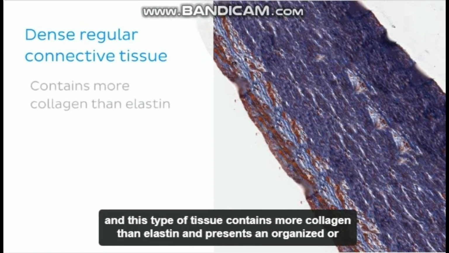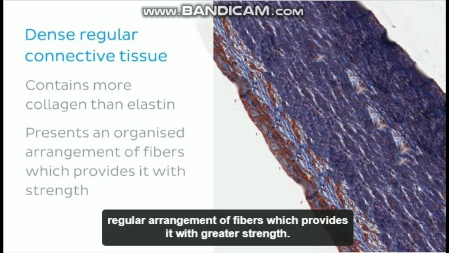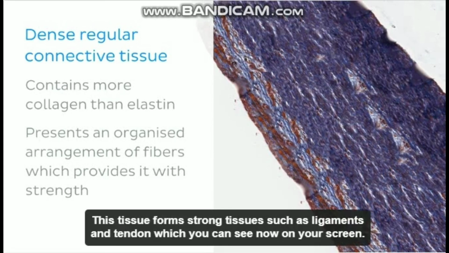And this type of tissue contains more collagen than elastin and presents an organized or regular arrangement of fibers, which provides it with greater strength. This tissue forms strong tissues such as ligament and tendon, which you can see now on your screen.